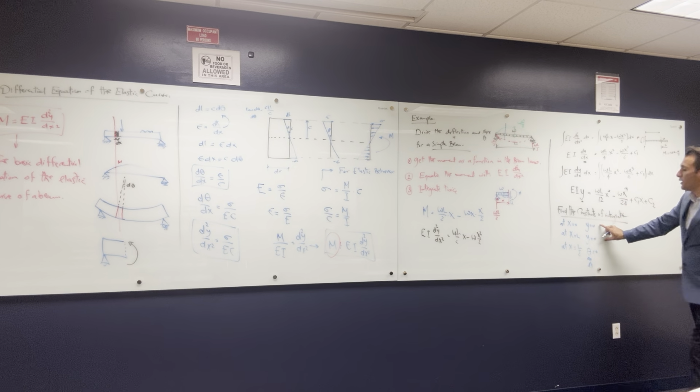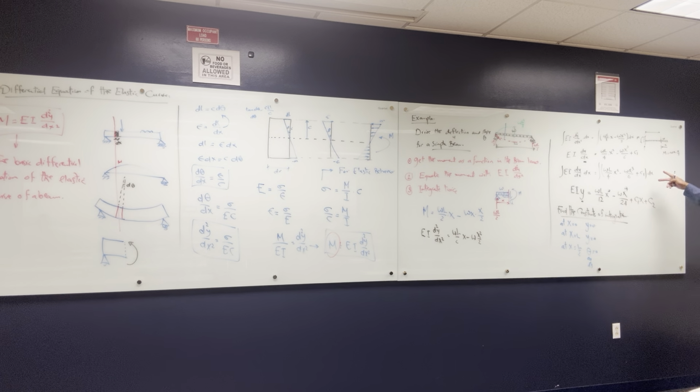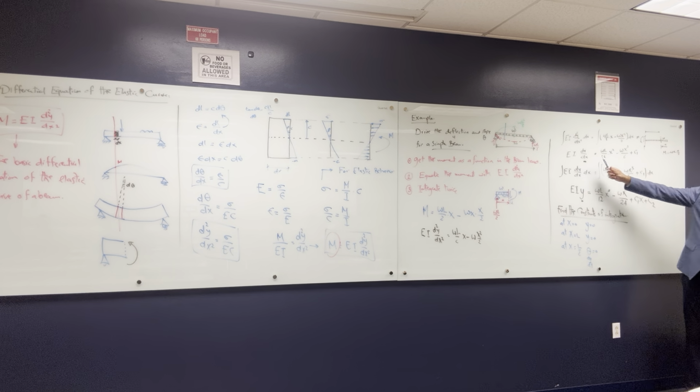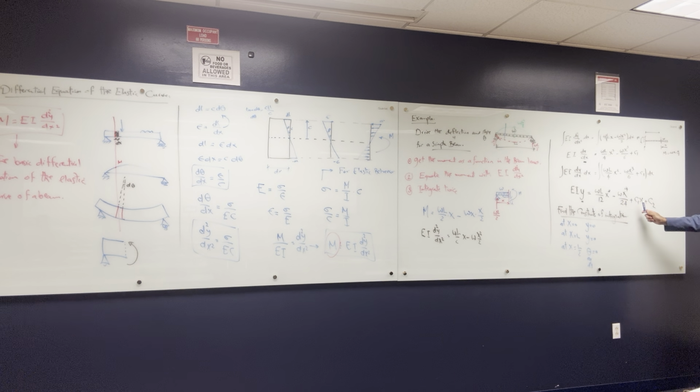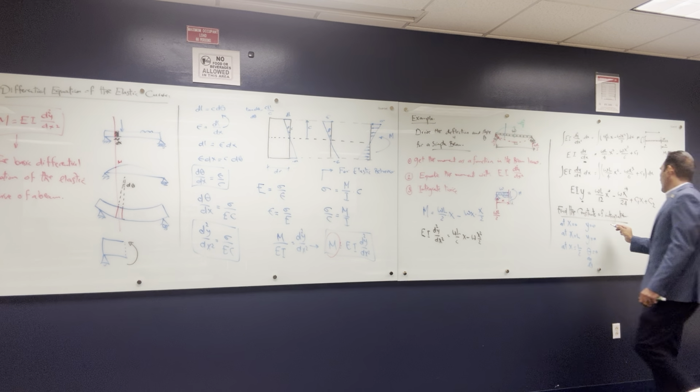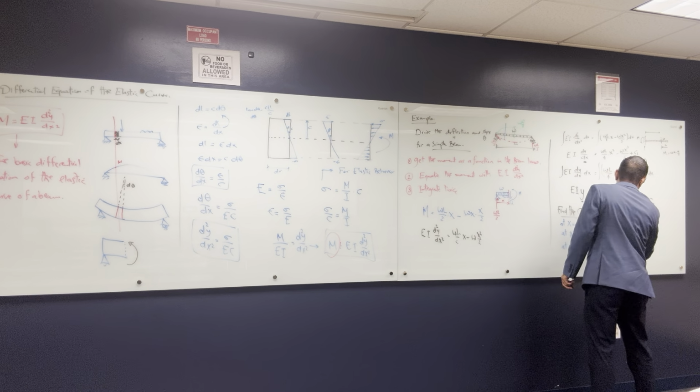I can actually use these two, and that's going to be enough, because I only have 2 unknowns, so I need 2 boundary conditions. At x equals 0, y equals 0. Look at this equation. If I substitute y equals 0, every term is 0, so C2 is equal to 0.